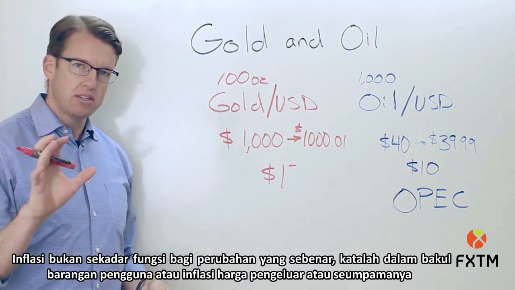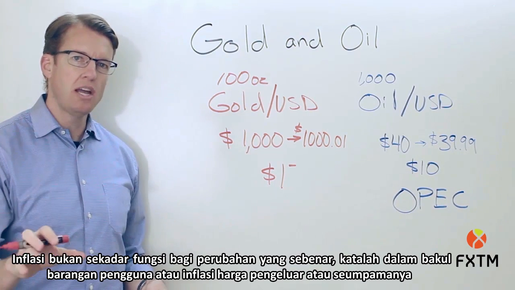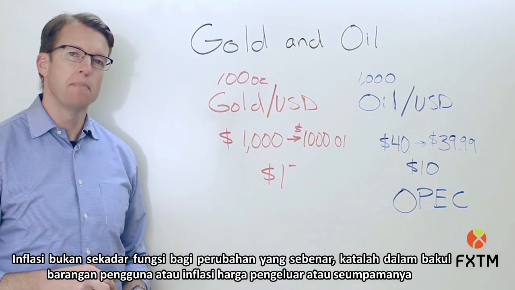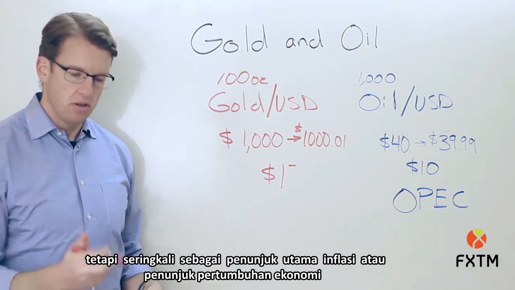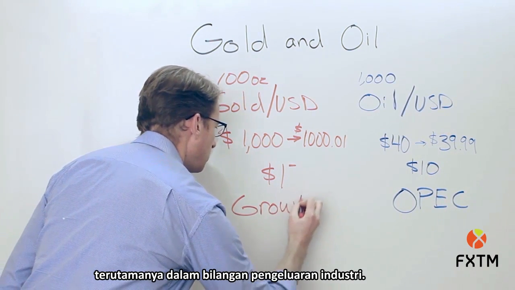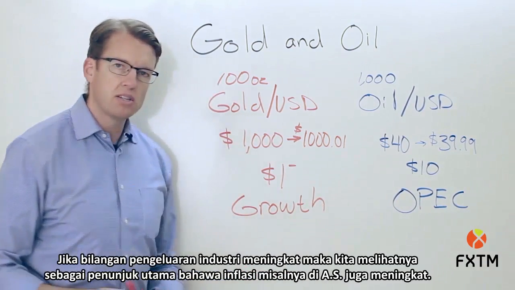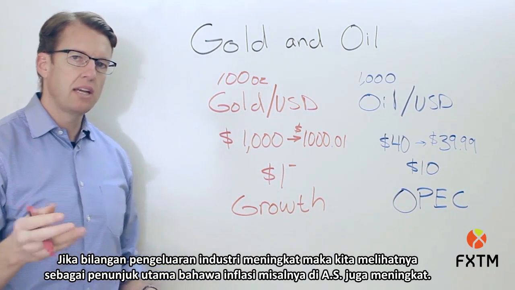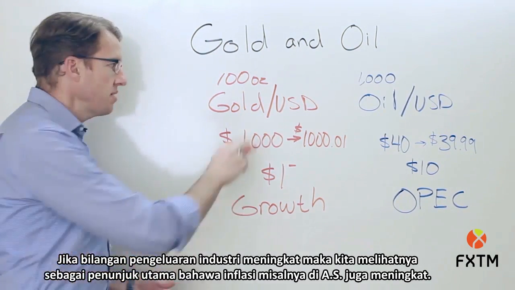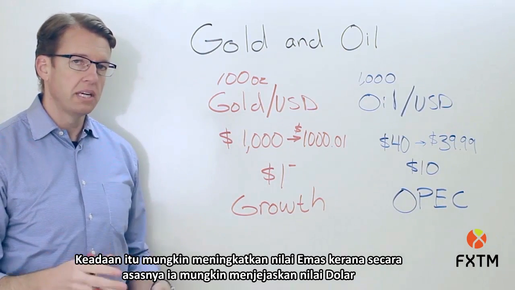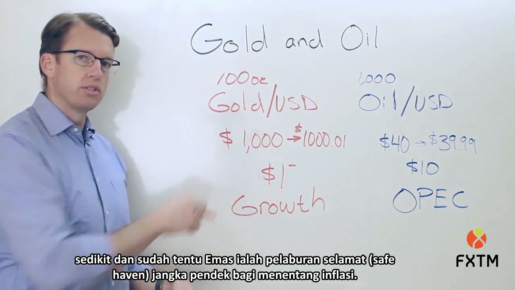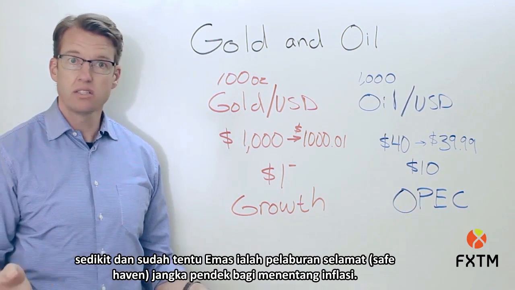Now, inflation is not just a function of what is the actual change in, let's say, a basket of consumer goods or producer price inflation or something like that, but oftentimes a leading indicator for inflation are economic growth indicators, in particular, industrial production numbers. If industrial production numbers are going up, then we look at that as a leading indicator that inflation, for example, in the United States, is also going to go up. That may increase the value of gold because intrinsically it may hurt the value of the dollar a little bit.